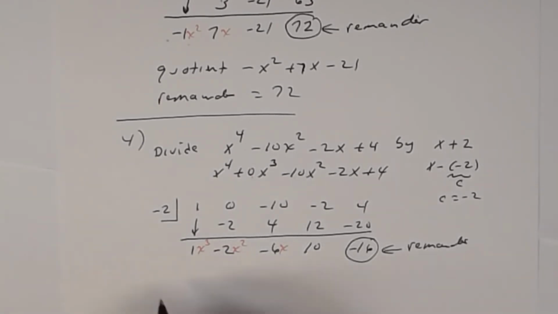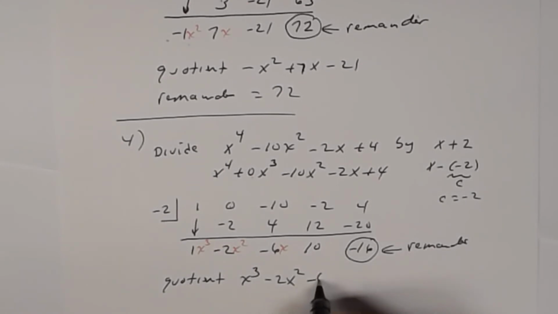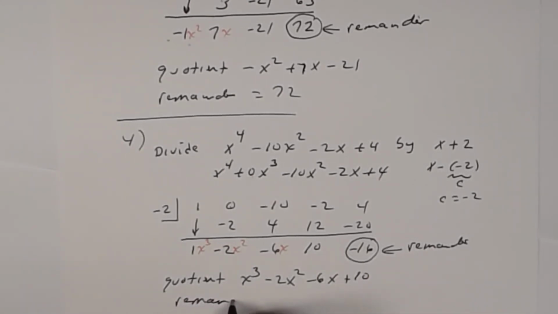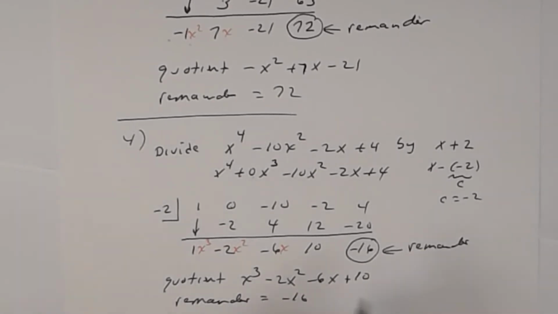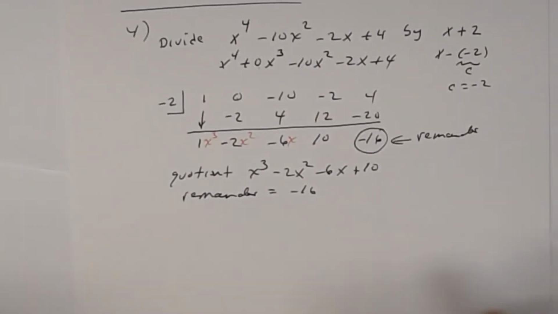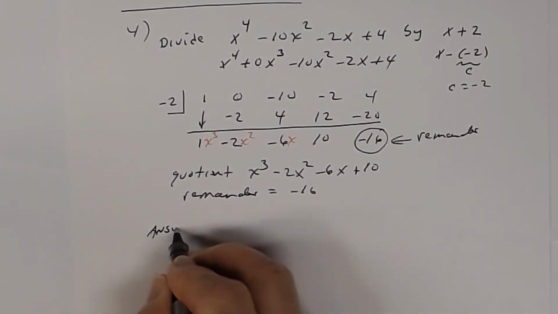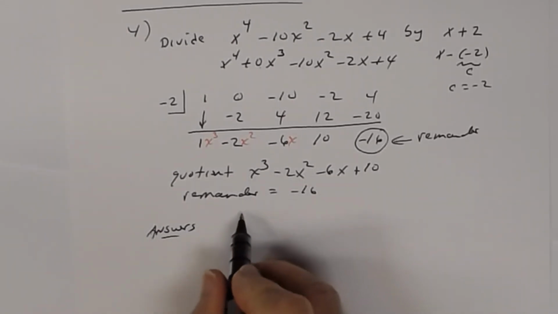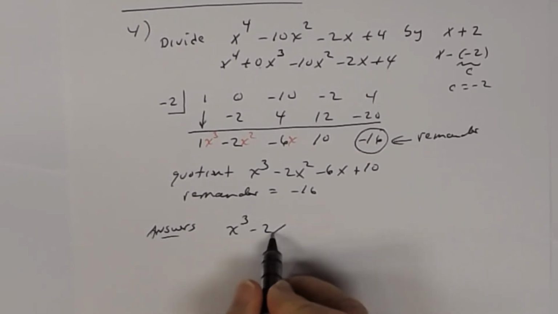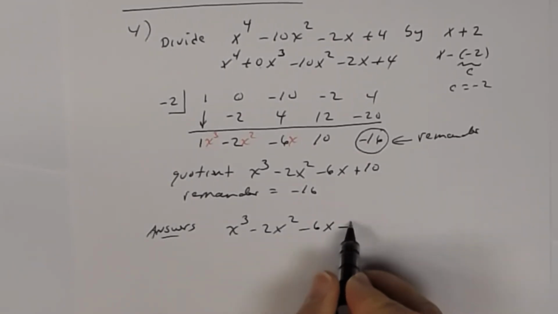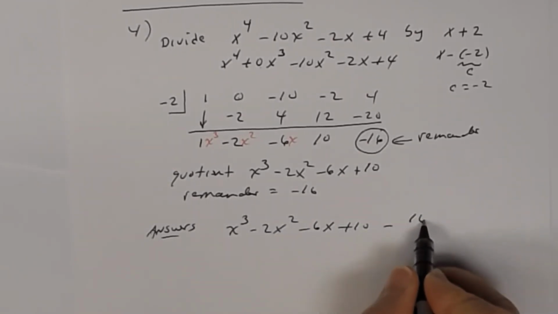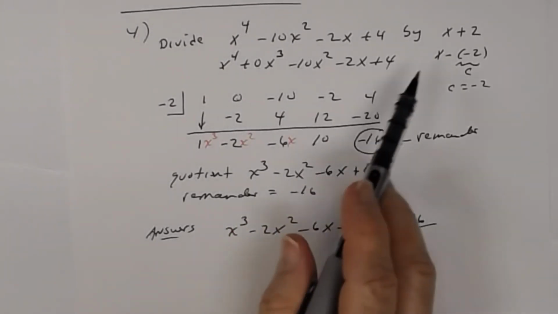And so now your quotient will be x cubed minus 2x squared minus 6x plus 10, and your remainder will be negative 16. And then you're going to write your answer, though. Your answer will usually be written like this. So you're going to say x cubed minus 2x squared minus 6x plus 10 minus 16 divided by your divisor, which is x plus 2.